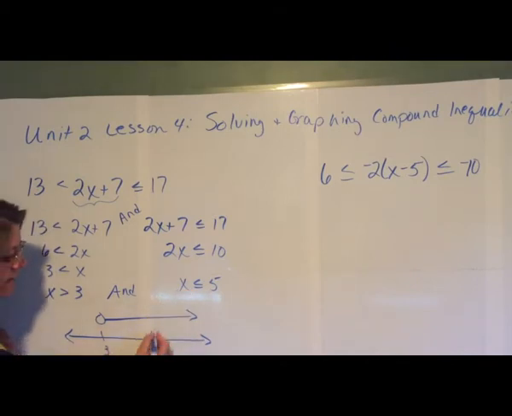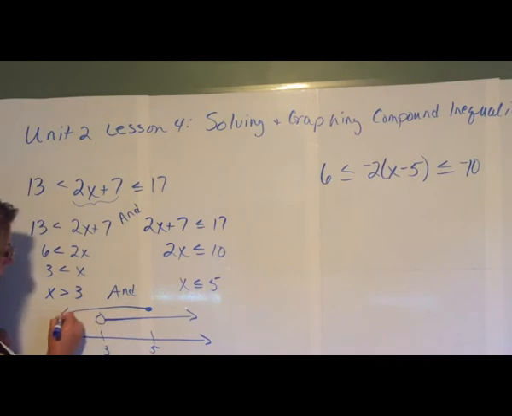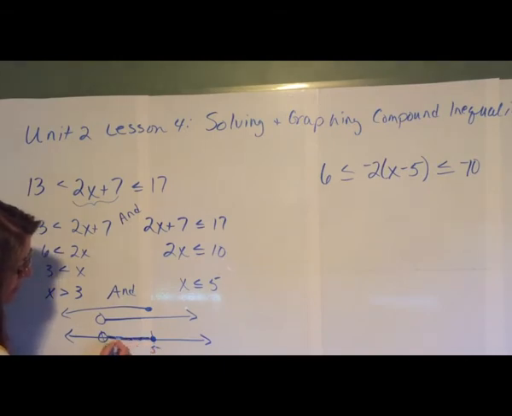At 5, it's a closed circle, shaded to the left. My overlap is in between the two circles. This one was open, so at 3 I have an open circle. At 5, I have a closed circle, and the overlap is in the middle. So there is my graph.